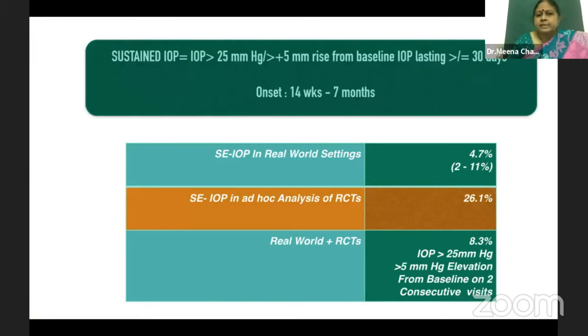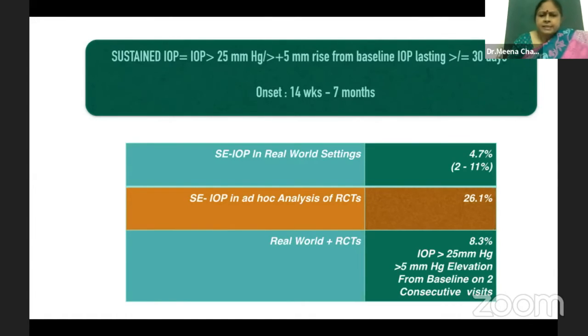Now let us look at sustained IOP elevation, which has several definitions, several criteria to call it a sustained elevation. And this is what we use in our center: an IOP elevation of about 25 millimeters of mercury, or when there is a +5 millimeter rise from the baseline intraocular pressure on 2 consecutive visits. And you see that this is present for more than 30 days. The onset is between 1 and 7 months.